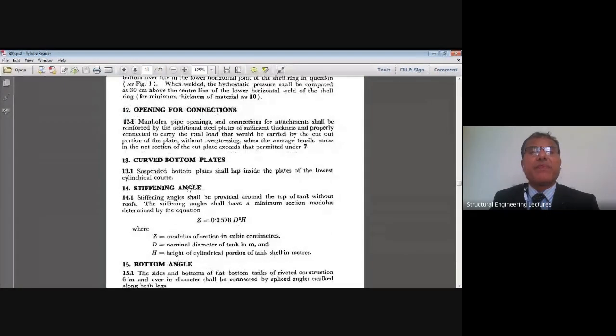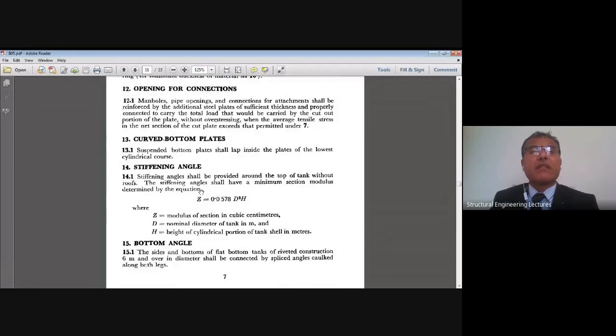Next, let us see, the code says that stiffening angles should be used around the top of tanks without roofs. If there is no roof, then we should compulsorily provide a stiffening angle so that the tank at the top has some bare minimum stiffness, so that it avoids bursting.